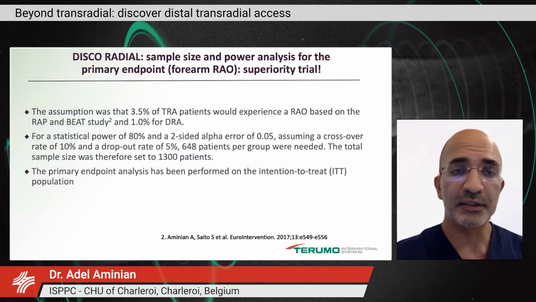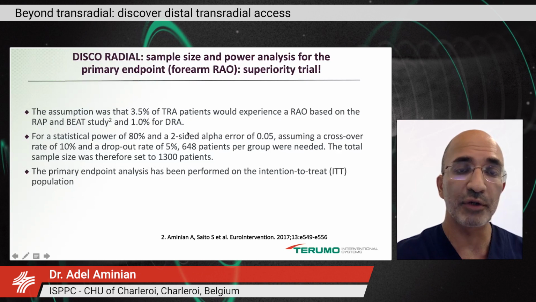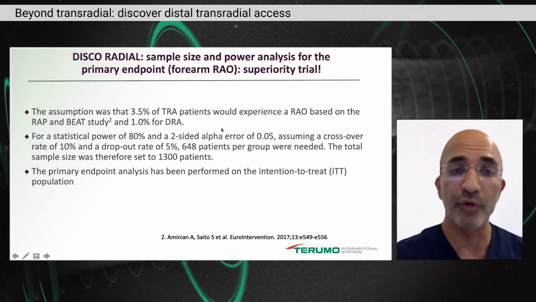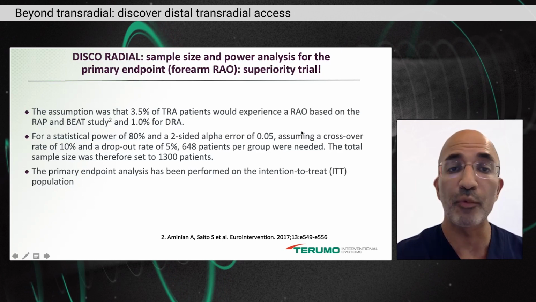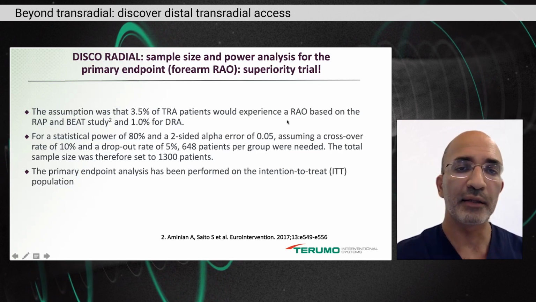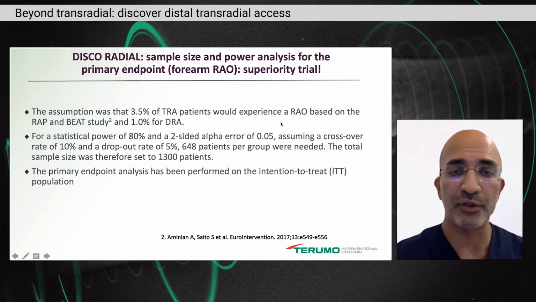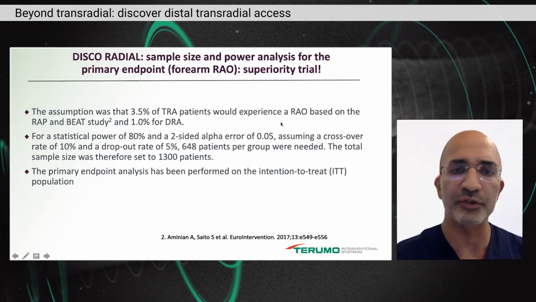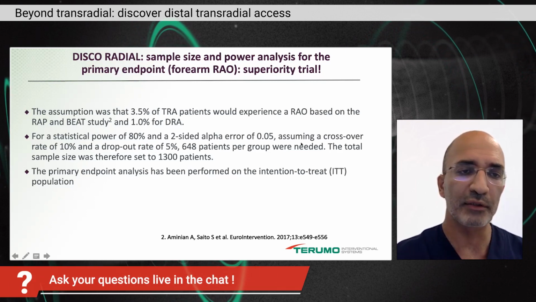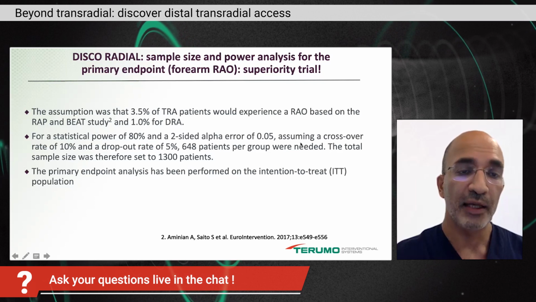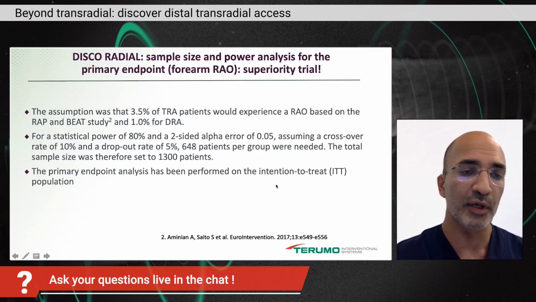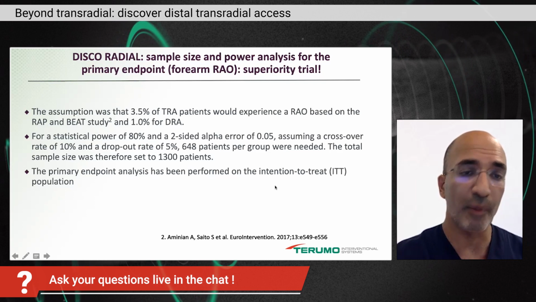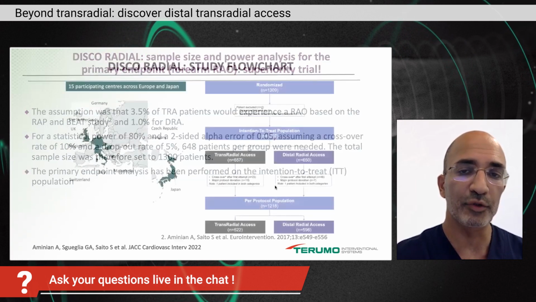The statistical assumption was that patients in the conventional arm would have a rate of occlusion of 3.5%, and this was based on the 6 French subgroup of the RAP and BEAT trial. And we set this rate at 1% for distal radial access, which was relatively conservative when you look at the previous publications. To have enough statistical power, we had to include 1,300 patients in this trial, and the primary endpoint was radial arterial occlusion.